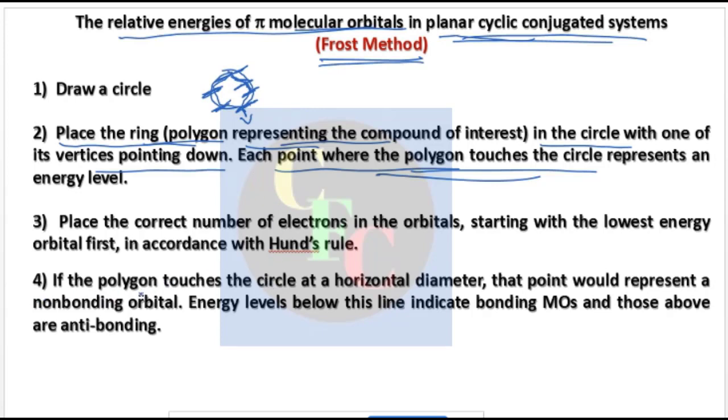Now if the polygon touches the circle, we have to place the electrons. Now there may be cases where the polygon touches the circle on the horizontal diameter. If it touches the horizontal diameter, that point would represent non-bonding orbitals. Now there is a new name. You are seeing that it is neither bonding nor anti-bonding. These are non-bonding orbitals. So electrons in non-bonding orbitals are here, you can see.